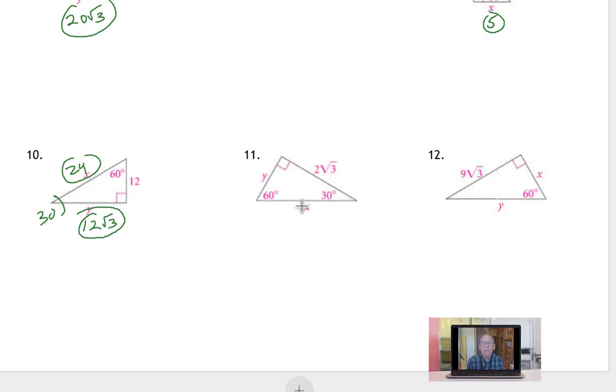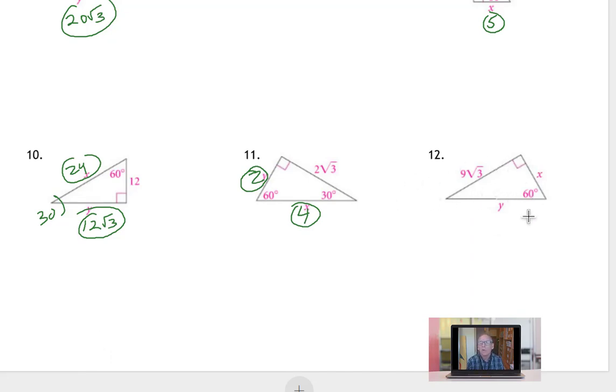Looking at number 11, the short side is y. The medium side is y times the square root of 3. So y must have been 2 because we have 2 root 3 for this one. Y must have been 2. And then double 2, or 4, is going to be the length of the hypotenuse.